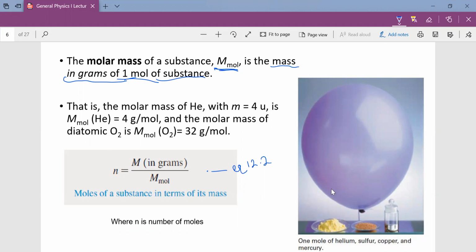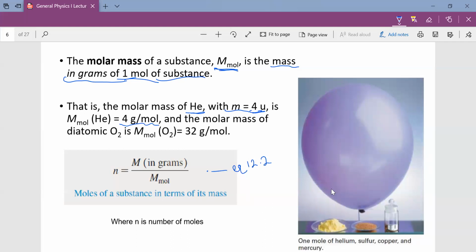We know the value of 1 mole of substance, which is given by the Avogadro's number. So the mass in gram of that 1 mole is what we call the molar mass. That is the molar mass of, for example, helium. We know the position of helium in the periodic table, and we know that its atomic mass is 4 U. Therefore, the molar mass is 4 grams per mole.